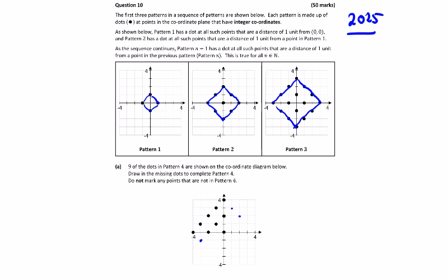Just do it in whatever way suits you. It's going to go to 4, it's going to go to -4, and you're just putting a lot of dots on the diagram for nice easy marks in part 1. So 5 dots.